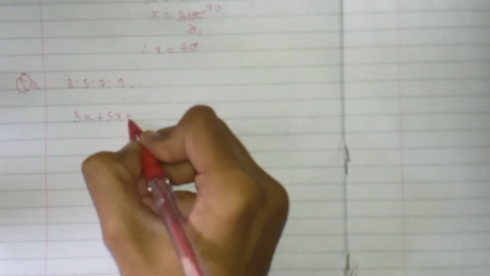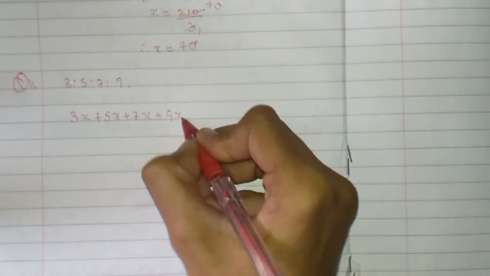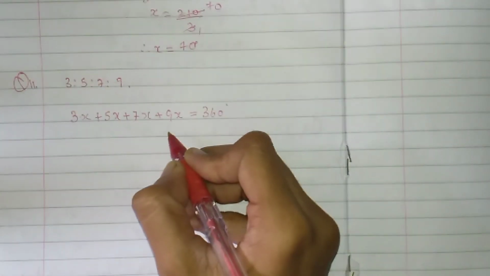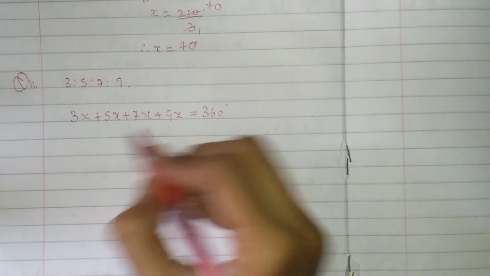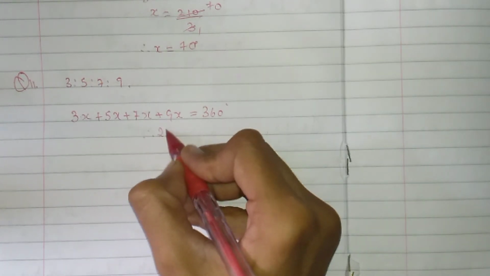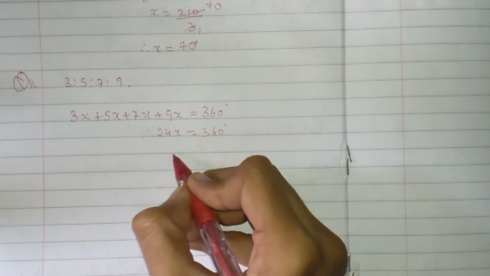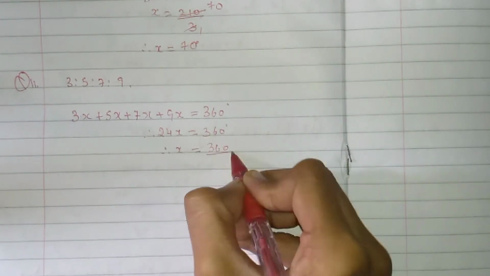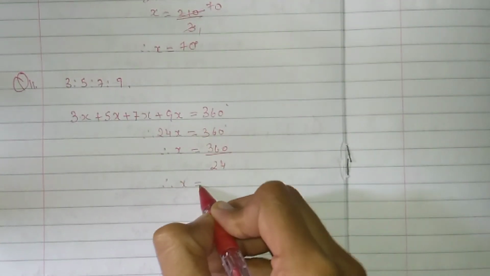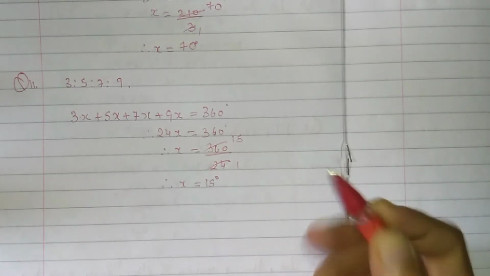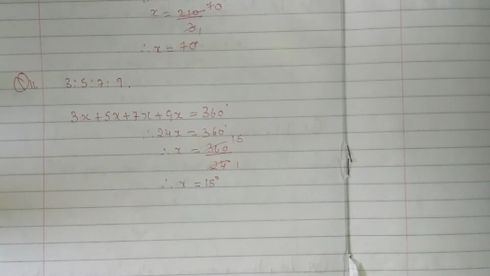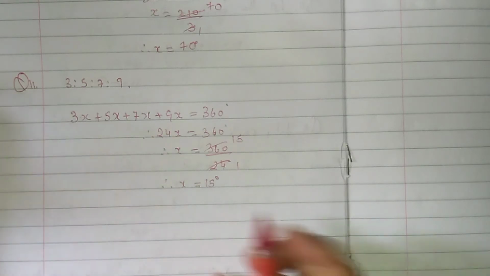3x plus 5x plus 7x plus 9x equals 360. Now we have to add them. 7 plus 3 is 10, plus 9 is 19, 19 plus 5 is 24, so 24x equals 360. Therefore x equals 360 upon 24, which is 15. Now we get x, and we have to find the first, second, third and fourth angles.